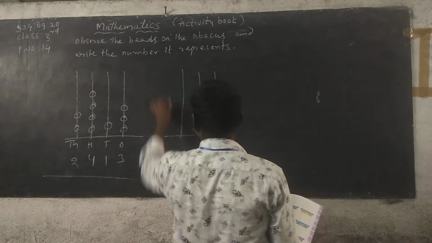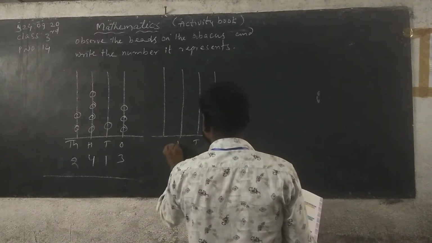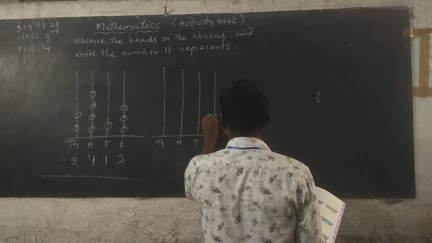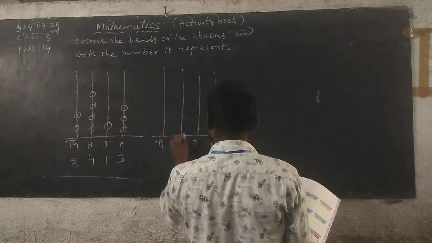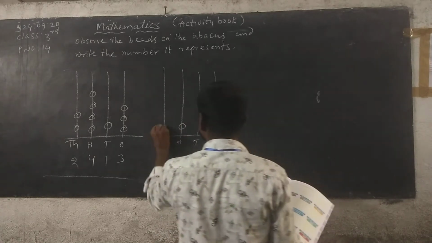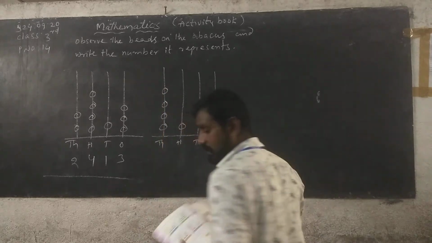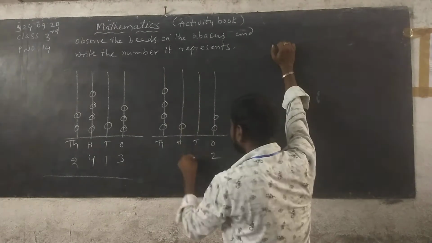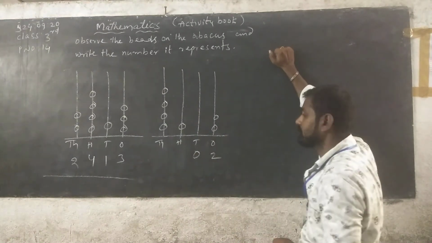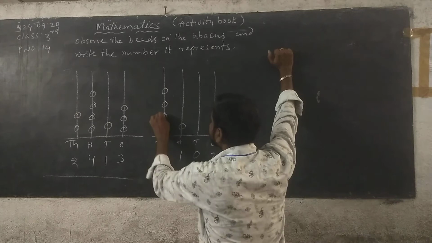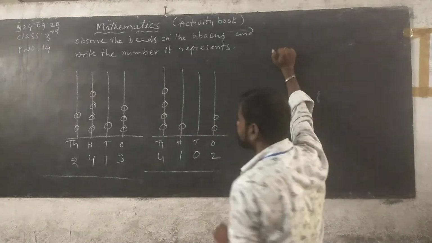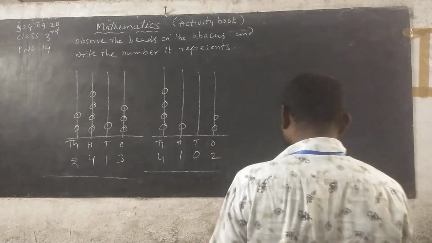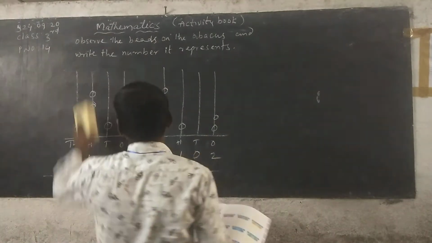Ones, tens, hundreds, thousands. See here, in ones place 2 beads, tens place no beads, hundreds place 1 bead, and thousands place 4 beads. So you can write 2 in ones place. In tens place there are no beads, so you write 0. Then hundreds place 1, and 4 in thousands place. The given number is 4102. Now next you can do.